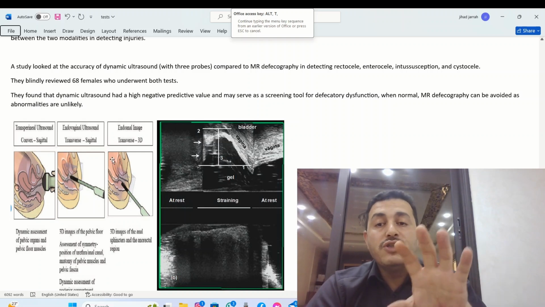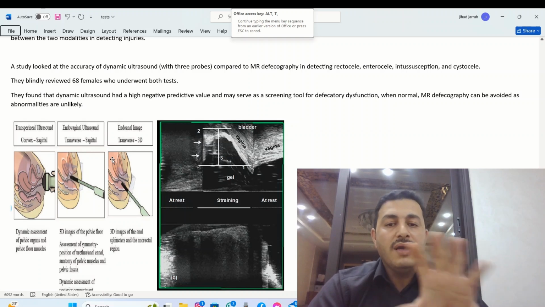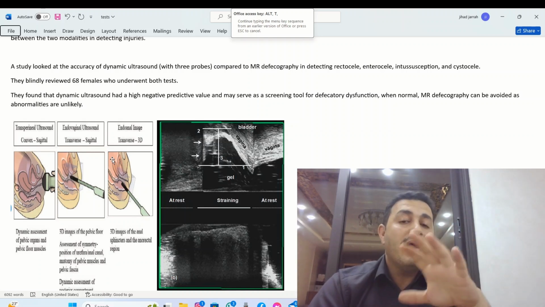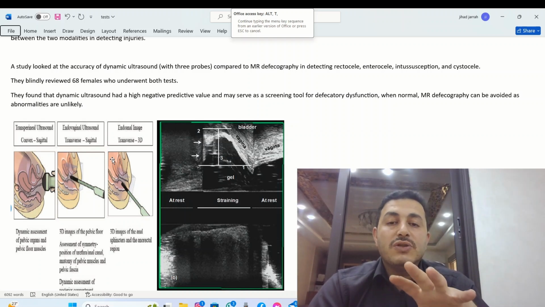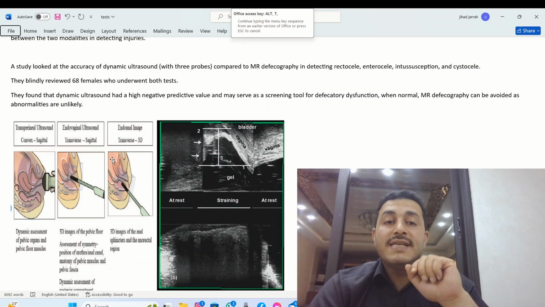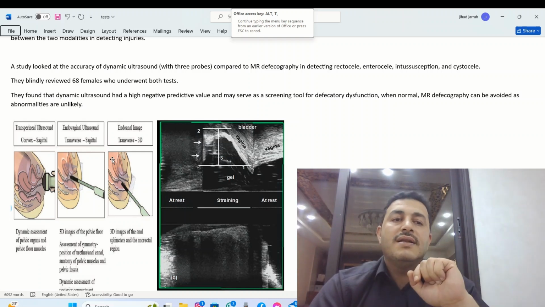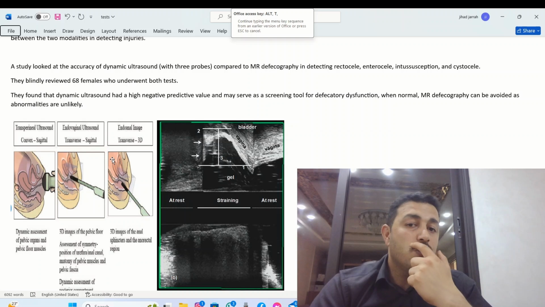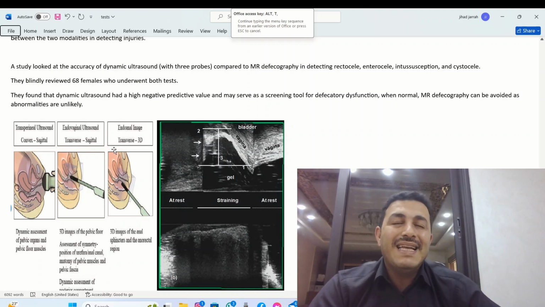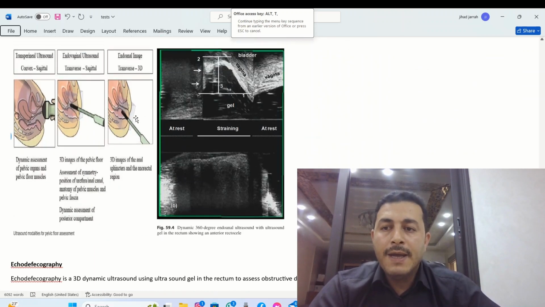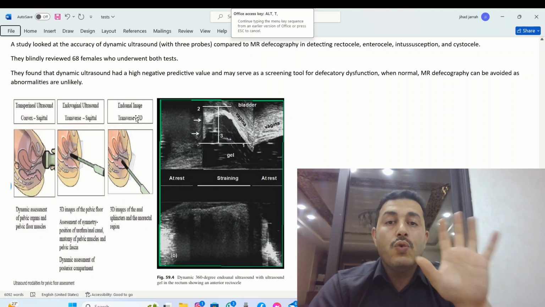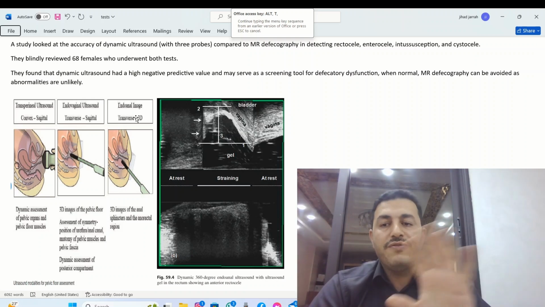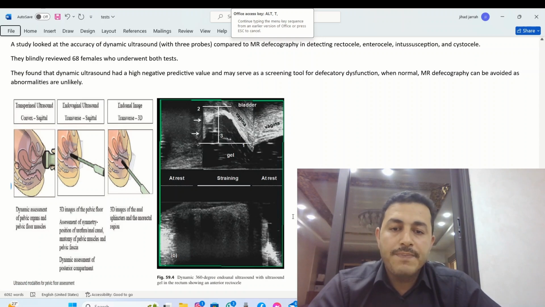The imaging is taken as multiple images and analyzed later. It's better to detect pathology such as rectocele, enterocele, intussusception, cystocele. This is what we call the middle and anterior compartment syndrome. When we are talking about prolapse per se, prolapse is better diagnosed with the traditional defecography.